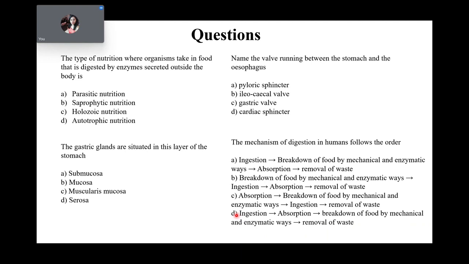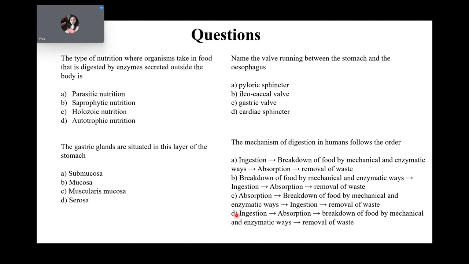So the valve which is present between stomach and esophagus is cardiac, because pyloric is from the stomach to the intestine. Ileocecal, as the name says, it is ileum, so it is in the intestine, and gastric valve is in the gastric. Now, the importance of a sphincter and valve is that they prevent the backflow of the food. So, if the food is passing from stomach to intestine, these sphincters and valves will prevent the backflow from intestine to stomach, so that there is a unidirectional flow of the food in the digestive system.